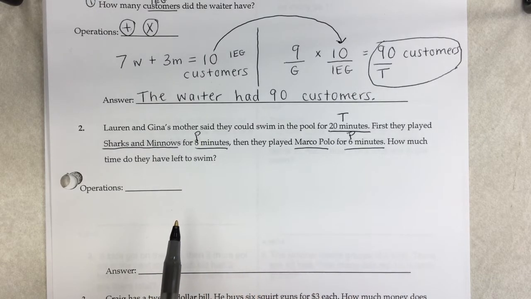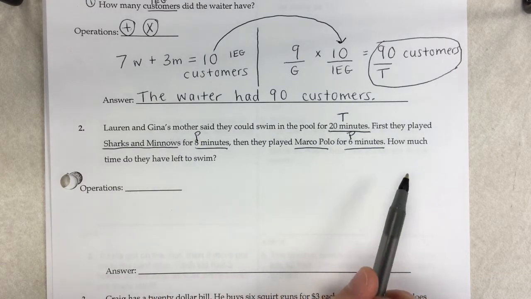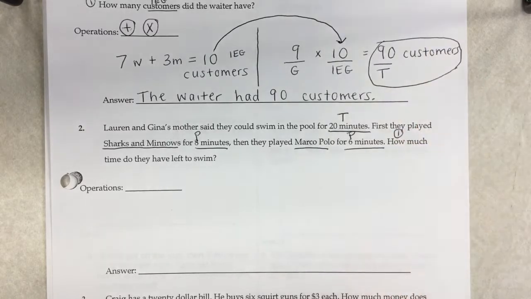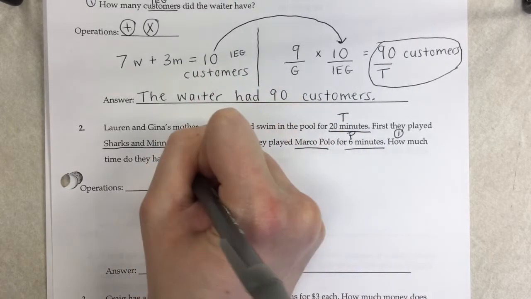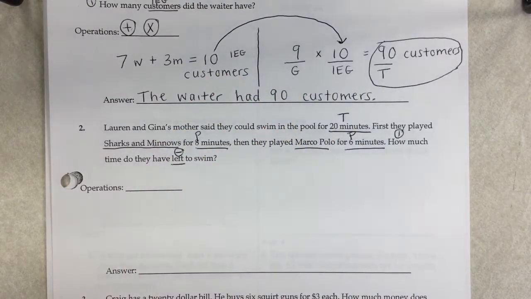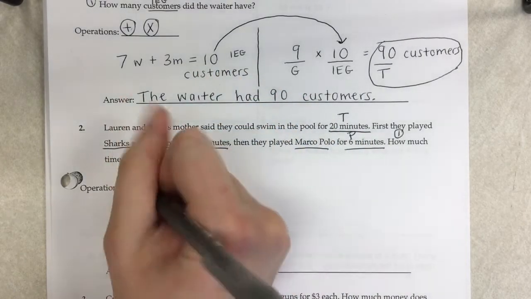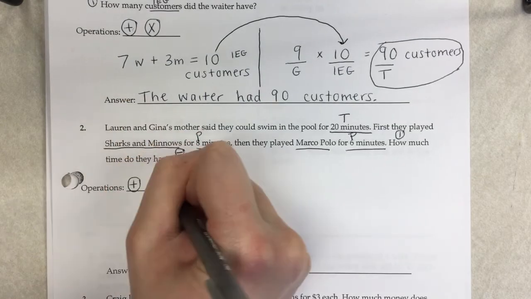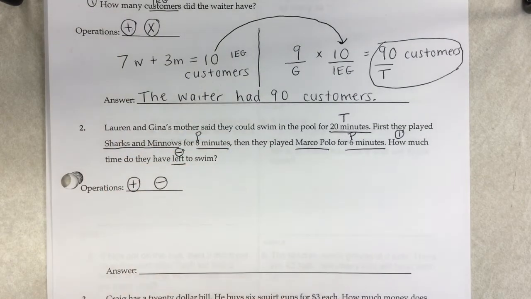I'm going to have to add here. Then it says, how much time do they have left to swim? That's our question, so number that with a 1. The word left is telling me that I need to subtract. So it looks like for this problem, I'm going to need to add and subtract.